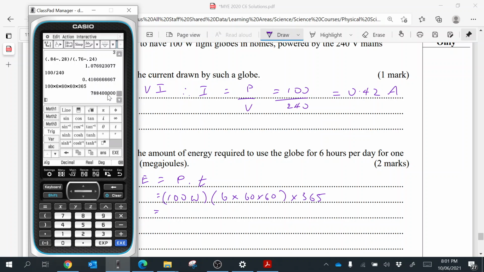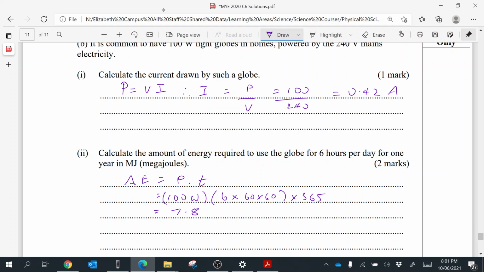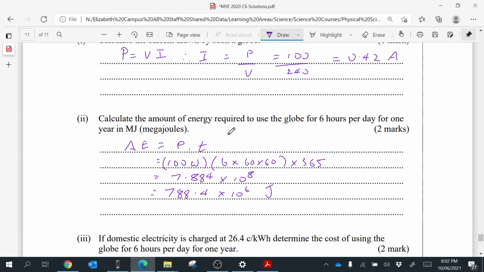Okay, so how much is that? 7.884 times 10 to the 8, which is equal to 788.4 times 10 to the 6. They are both in joules. And that is equal to 788.4 megajoules. It's quite a lot.